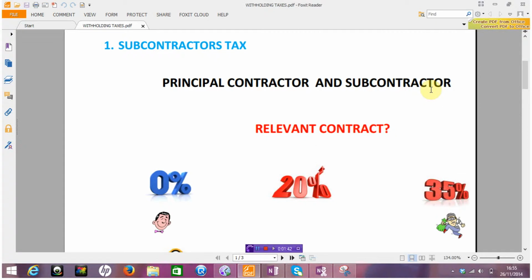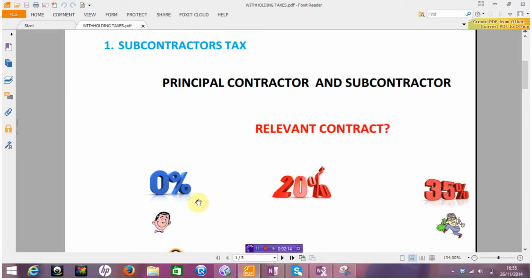So in essence, Revenue are trying to manage situations where they feel that there's an element of risk with these individuals. In other words, that the individuals are perhaps not registered for tax or not up to date with their tax affairs, etc. So really it's a way of enabling Revenue to arrange for the principal contractor to collect tax in advance of the contractor submitting returns, etc.